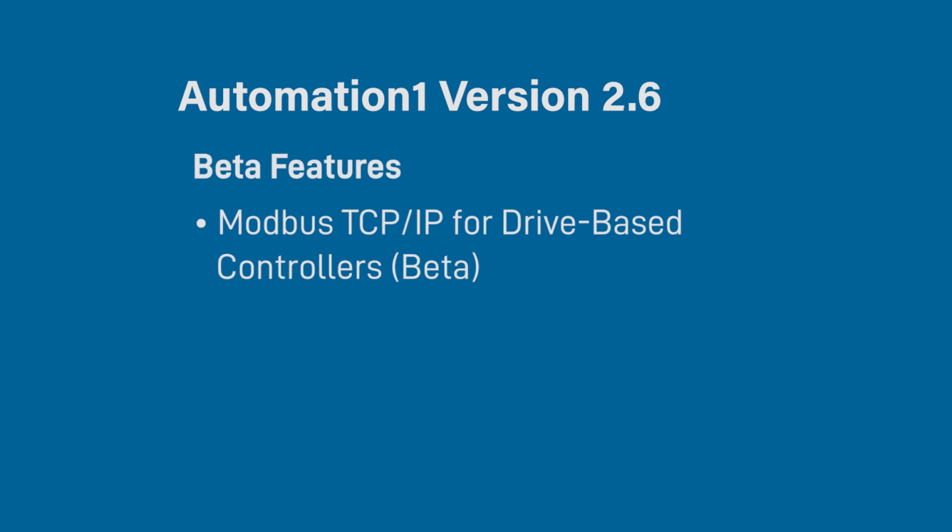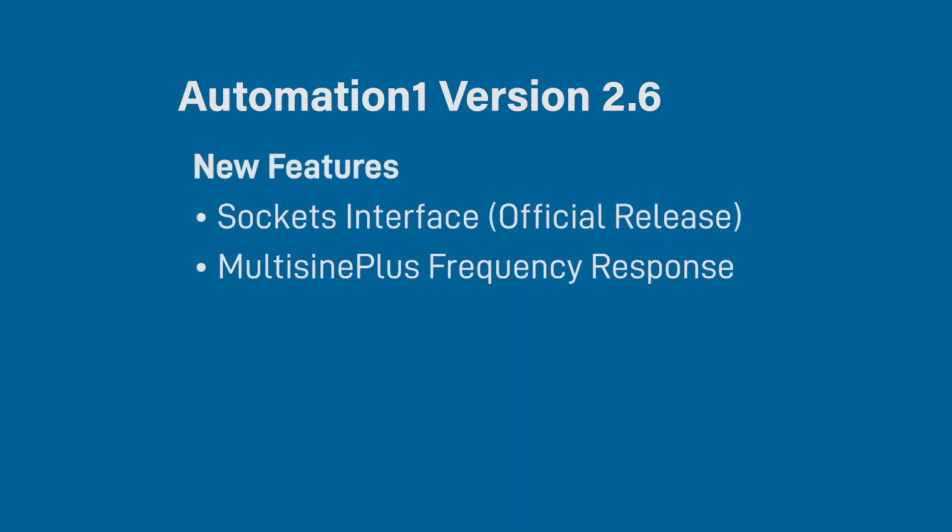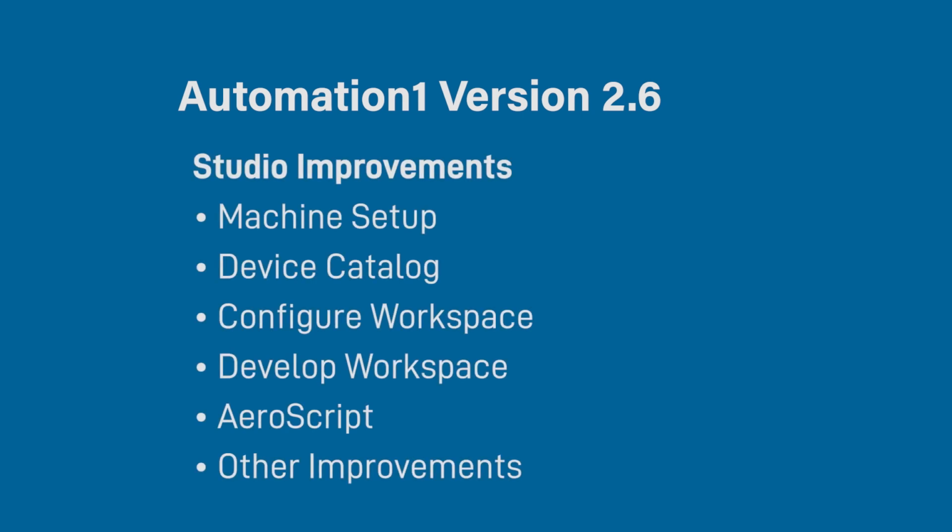Today we'll be going over a couple of the new features for Aerotech's Automation1 2.6 products. Within the beta features, we have the Modbus TCP/IP for drive-based controllers. We have new features such as the sockets interface and MultisinePlus frequency response. For studio improvements, we have several improvements in machine setup, device catalog, configure workspace, develop workspace, AeroScript improvements, as well as additional other improvements.